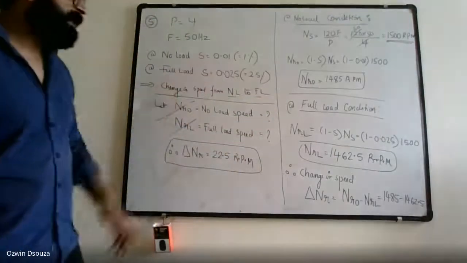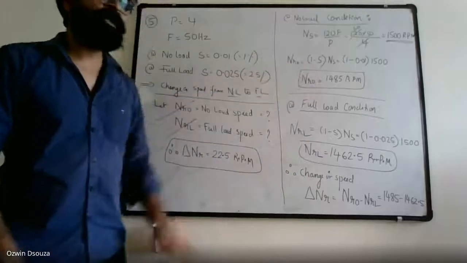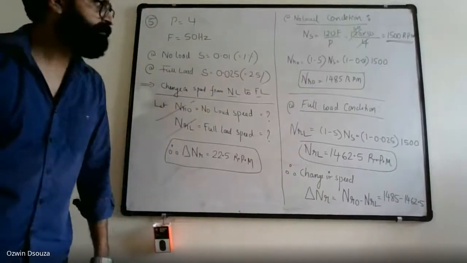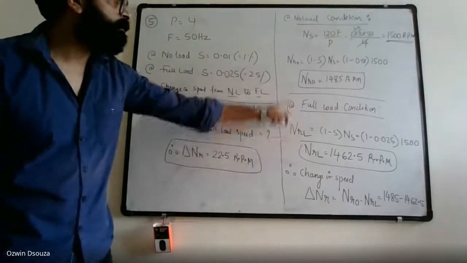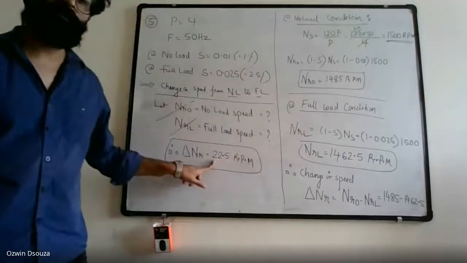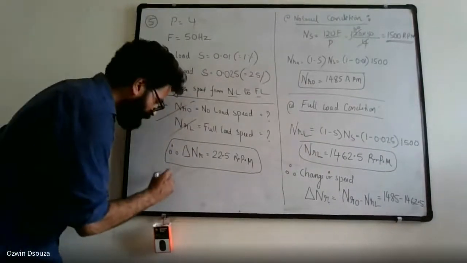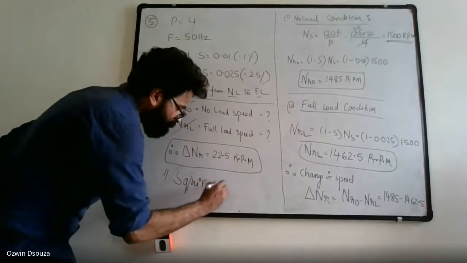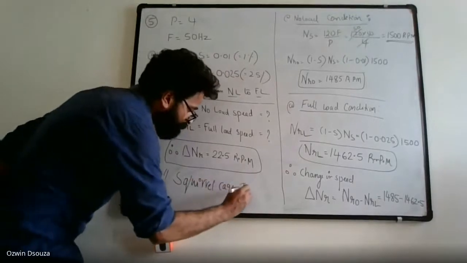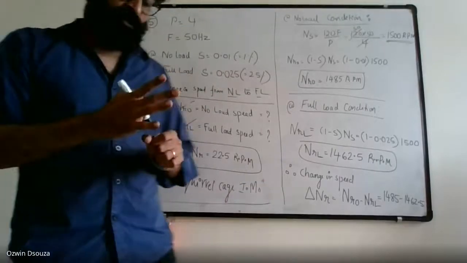But in this particular problem, you are observing a very important data, that is, the speed change from no load to full load is minimal. So this type of motor has to be a squirrel cage induction motor. Squirrel cage induction motor.